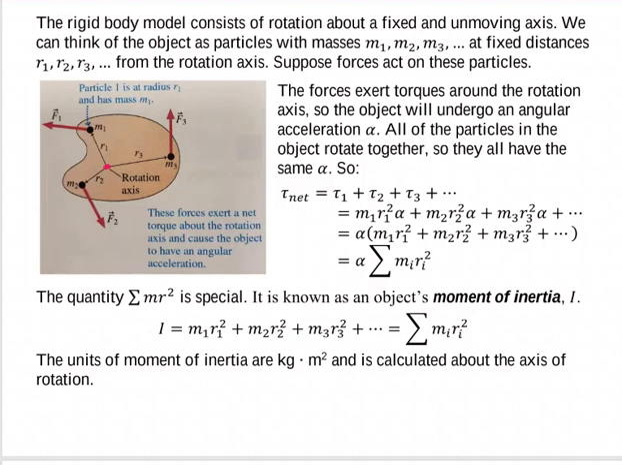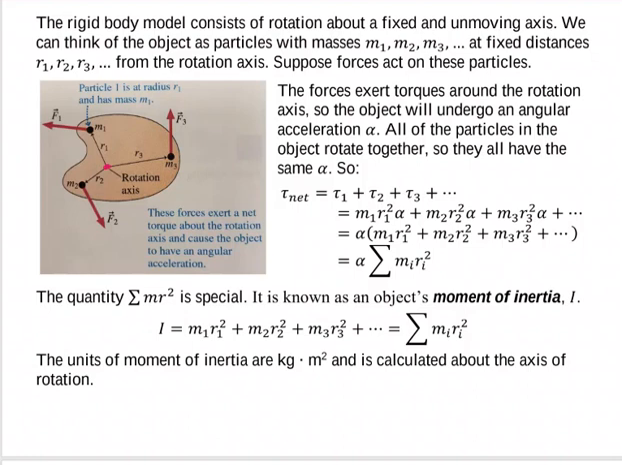So we have the object, and we can think of it as particles, M1, M2, M3 for each particle at fixed distances, R1, R2, R3. As this object rotates, the particles are not moving relative to each other. So suppose that forces act on these particles. The particles relative to each other are not moving, which is what would happen if we were spinning something. So the forces exert torques around the rotation axis, and the object will undergo an angular acceleration alpha. Because there's a force, there's a torque, which means we have an angular acceleration.